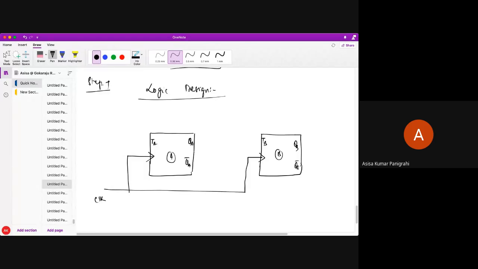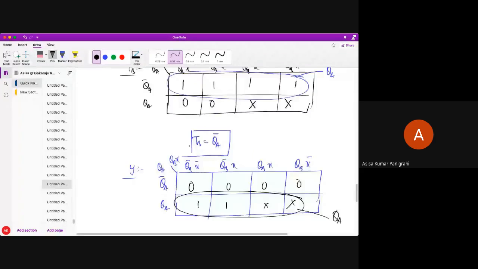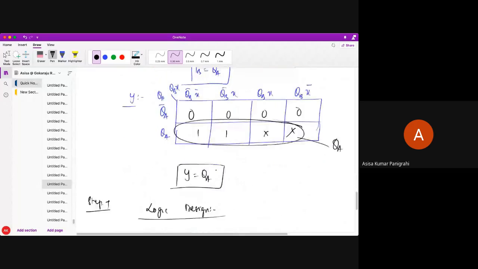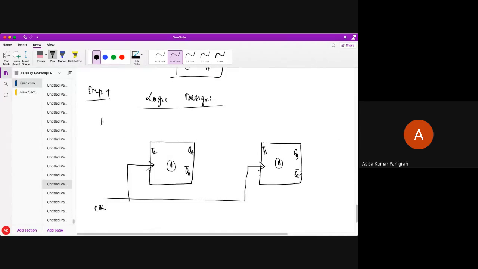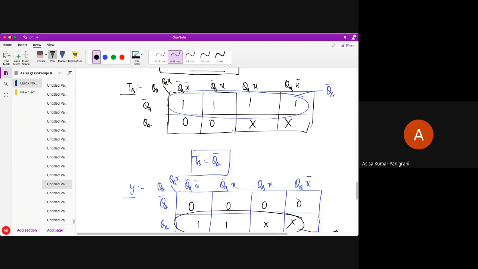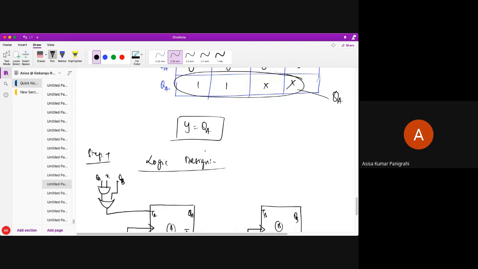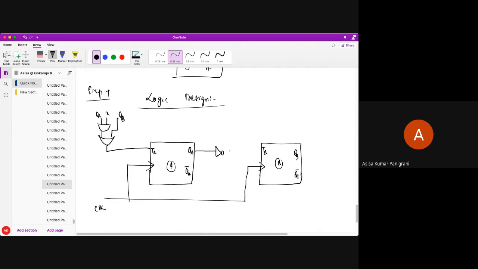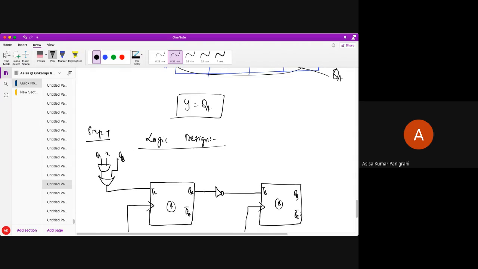You can see over here my TA is nothing else but QB or QA. So I can take QA and QB, perform the OR operation, and connect it to TA. Next, what is TB? TB is QA bar. So I can take QA, use a NOT gate, and connect it to TB. And my output is QA, so I can take it from here. This is my output Y.